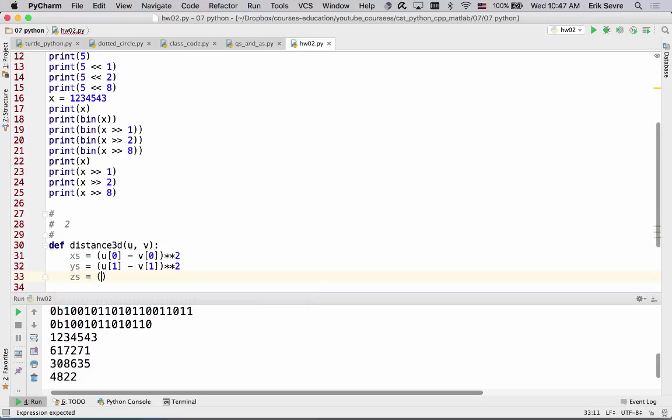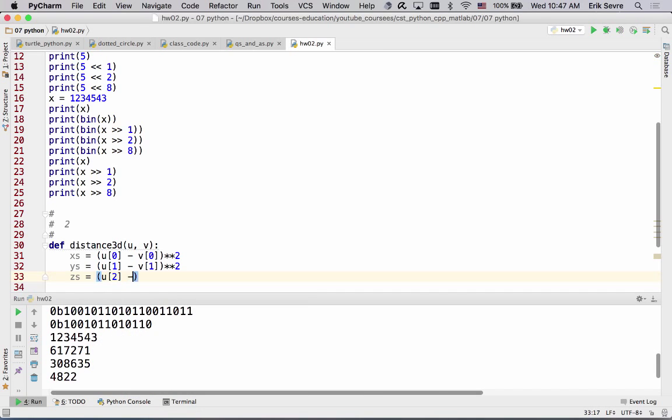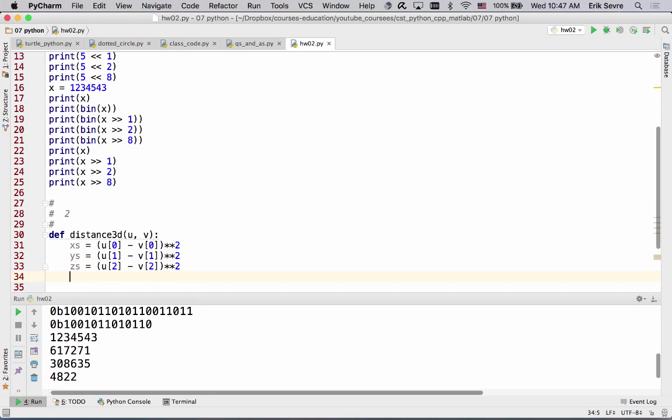So the z's, you can think of the z's as all the z's being added, or the z squared. We're going to do the third element, which is u2 minus v2 squared. Remember, the third element is written as 2, and the second element is written as 1, and the 0 element is written as 0 because we start at 0. So we're summing the squares.